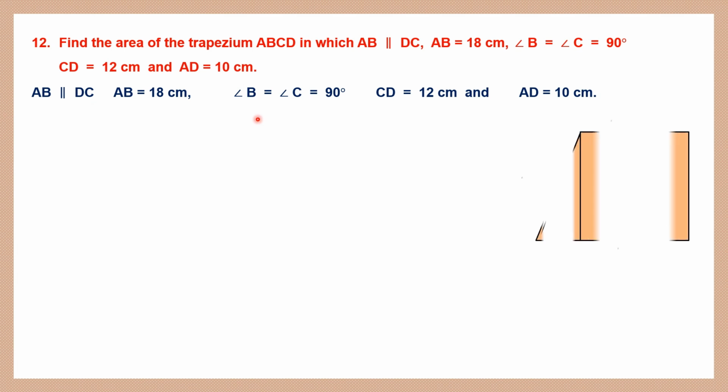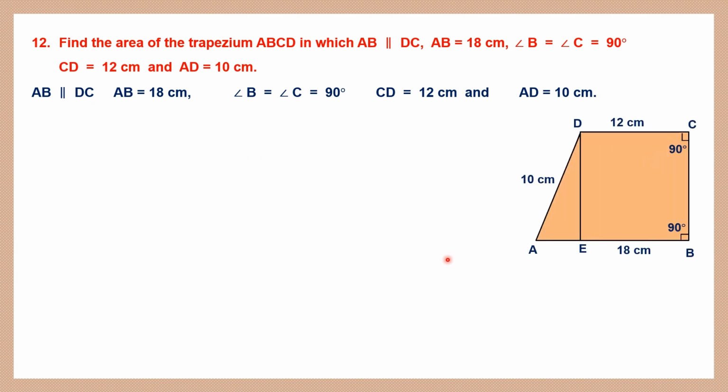So we have all these here. So we have the trapezium here. It's all very clear. AB is parallel to DC. AB is 18 centimeters. Angle B is equal to angle C, and both are 90 degrees. CD is 12 centimeters and AD is 10 centimeters.